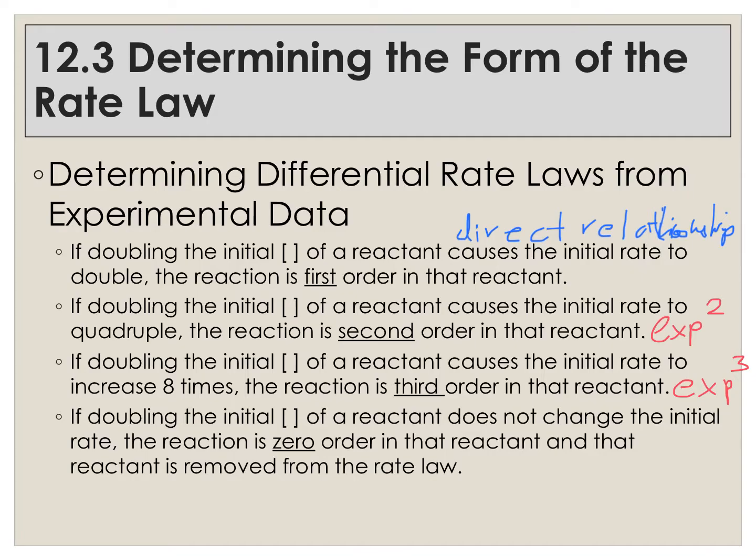And if doubling the concentration doesn't change the rate at all, you double the concentration and the rate stays constant, that'd be the same thing as putting something to the exponent of 0. Anything to the power of 0 is 1, so it's a 0 order. Let's go apply this to some data, and it comes really quickly.